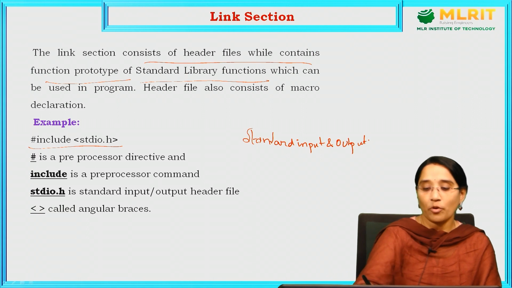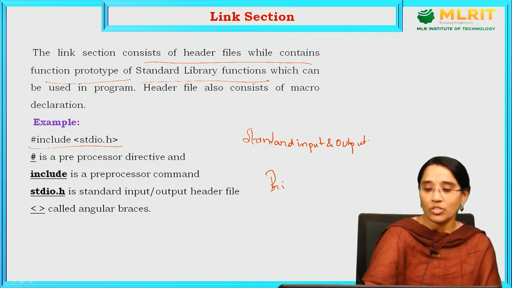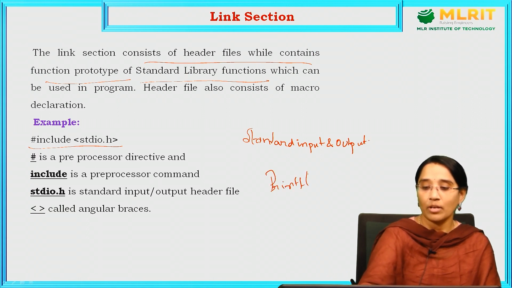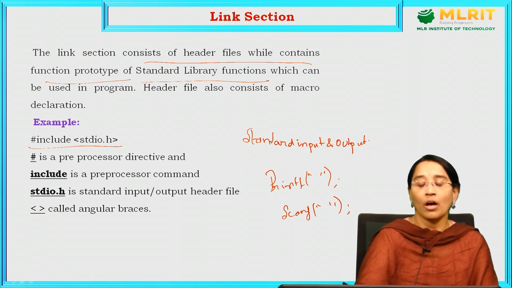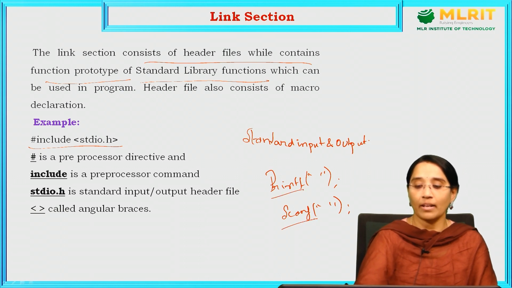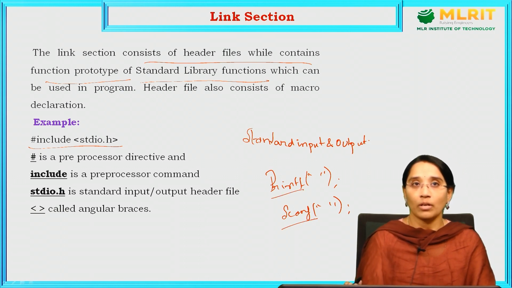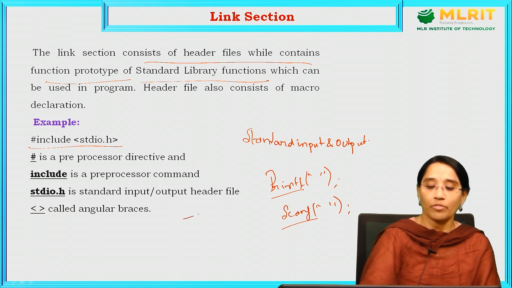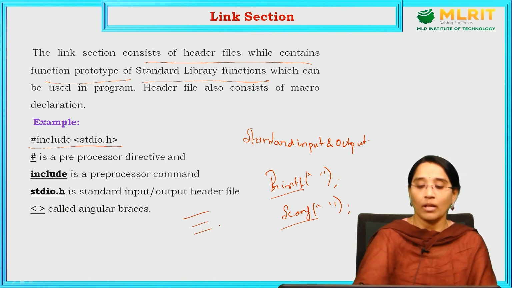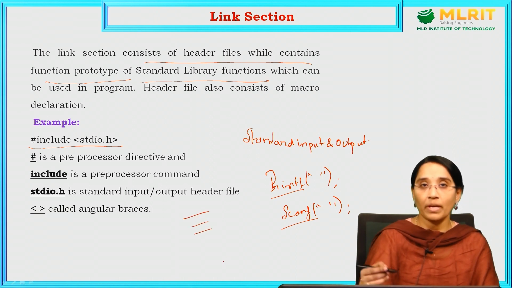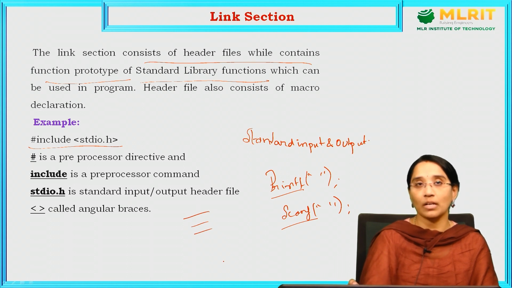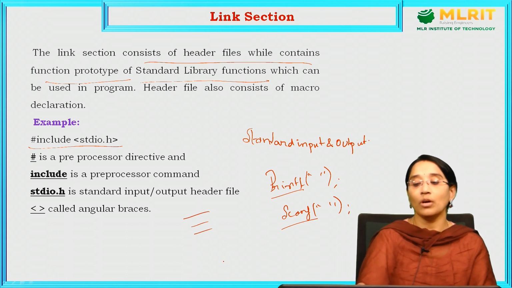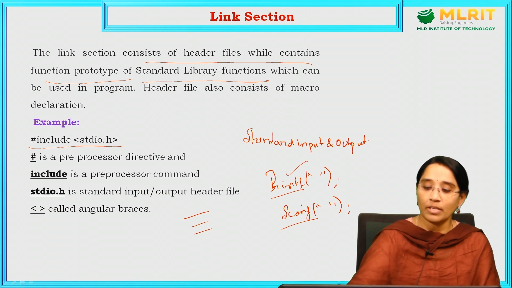Suppose in my program I have to use two functions, printf and scanf. Obviously printf is an output function and scanf is an input function. I know what printf and scanf are, but how will the compiler know? The compiler has to execute your code. Whatever you write in normal English language will be converted into machine understandable language, which is binary. So the compiler should understand what printf and scanf are.